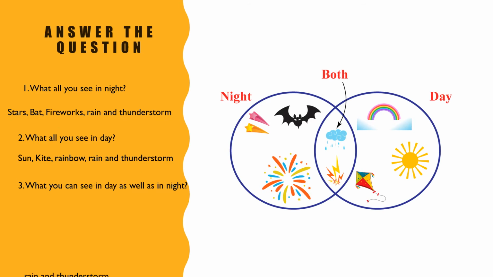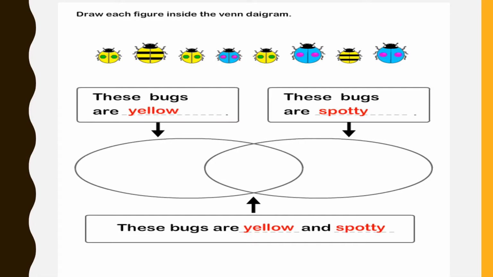So, we have discussed it. Now, draw each figure inside the Venn diagram. Here on this side, I will ask you for the bugs which are yellow. And here, the bugs which are spotty. And in between, the bugs which are yellow and spotty. First we will see which bugs are yellow. I see this bug and this bug is yellow, right? So I will put those bugs here.